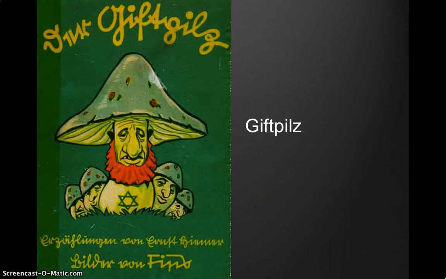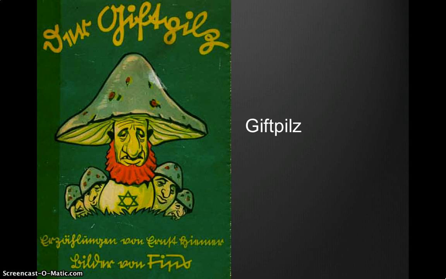Now, how did they get society to go along with this? Well, one of the ways that they did this was to build upon anti-Semitic stereotypes. We've seen the way that the Nazis utilized the Hitler Youth to promote their values at the very young age of Germans, but they also had these anti-Semitic school books here. Here's one called Gift Pilz. That's a poisonous mushroom. And you can see, by the way, and this is the cover of the book, you can see from the cover how stereotyped it is.